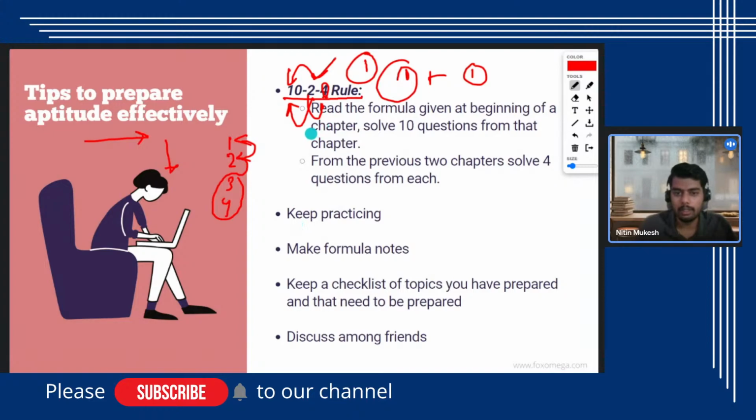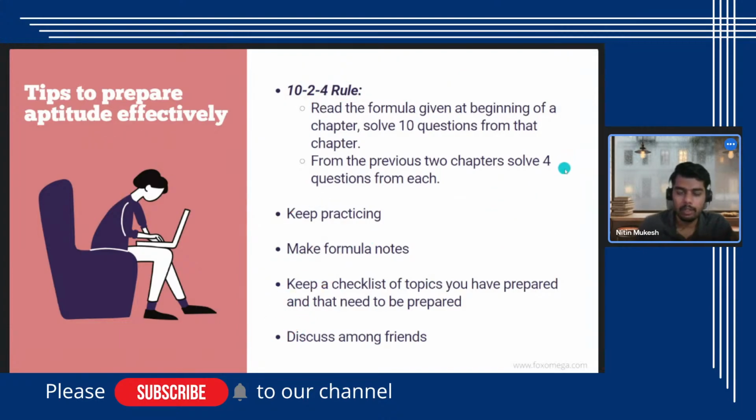So try to read all the chapters and then start practicing, and make formula notes. You can keep a checklist of topics you need to prepare. And obviously you can discuss among your friends also. If there are any topics you don't know, you can discuss them with friends. Sometimes some people are stronger in some topics than others, so it's important to discuss these things among your friends, and that is how things will go well for you. You have to keep these things in mind while preparing for aptitude.